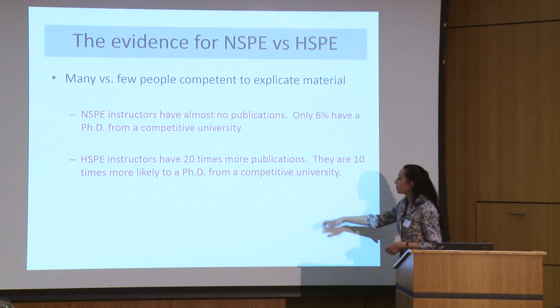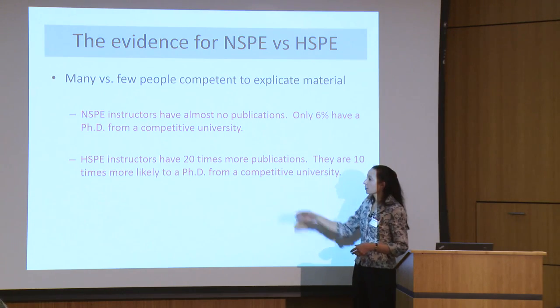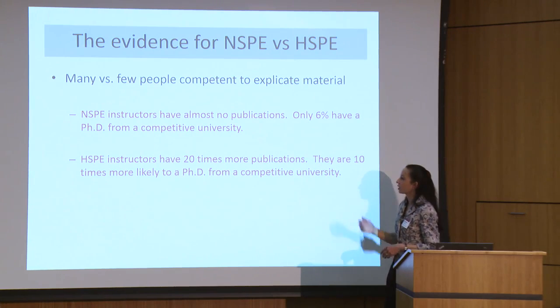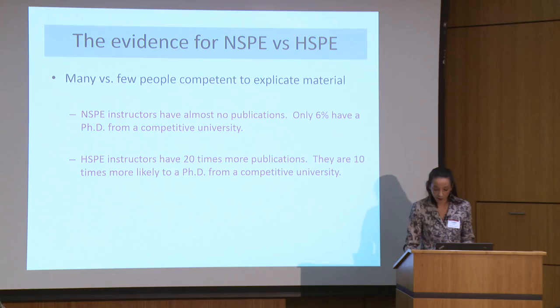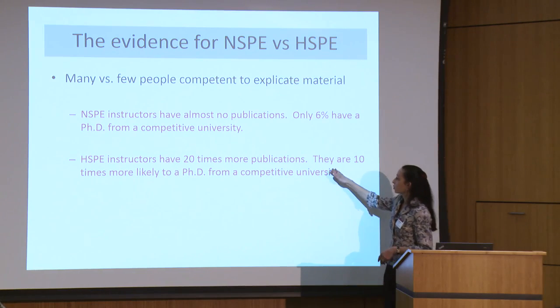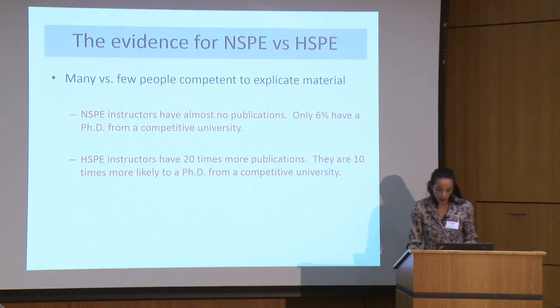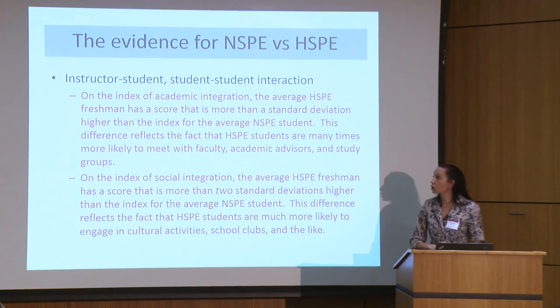At the opposite end of the spectrum, the faculty at a place like this have 20 times more publications, and they're about 10 times more likely to have a PhD from a competitive university. So they're quite different ends of the spectrum. This type of person is harder to find, obviously, than the type of instructor at a non-selective institution.